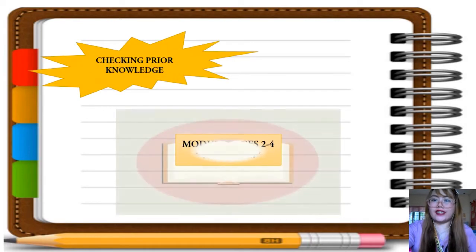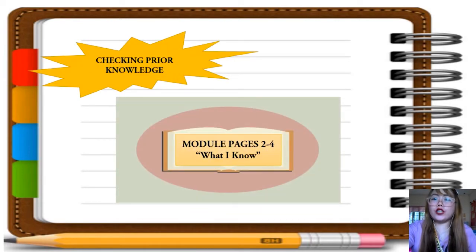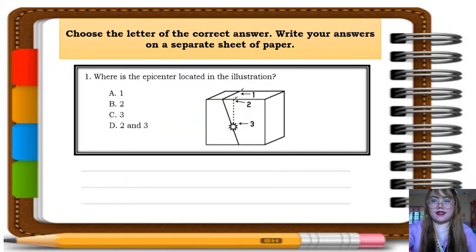There you have it, our previous lesson, which is all about faults and earthquakes. Now, we are done with our review, and to test your prior knowledge on today's concepts, kindly open your module on What I Know, pages 2 to 4, and let's try to answer some guide questions. Now, let's read the instruction first. Choose the letter of the correct answer. Write your answers on a separate sheet of paper.